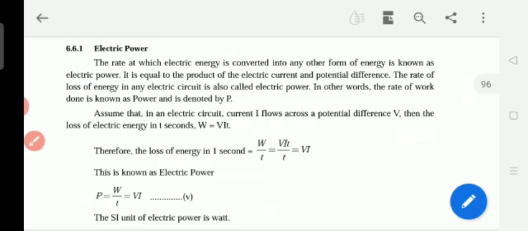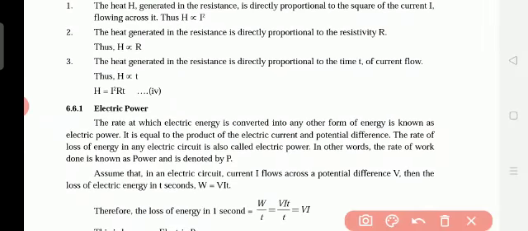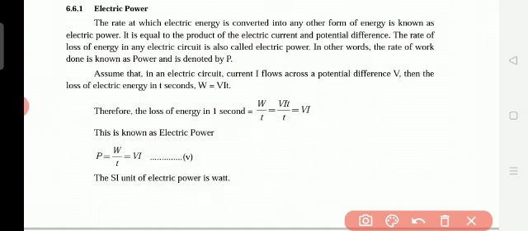Now we see about electric power. This is Joule's law of heating, very important. Next we see electric power. The rate at which electric energy is converted, changed, transformed into any other form of energy is known as electric power. Underline this point. What is electric power? When electric energy changes into another form of energy. For example, electric energy changing into heat energy, it is the electric power.